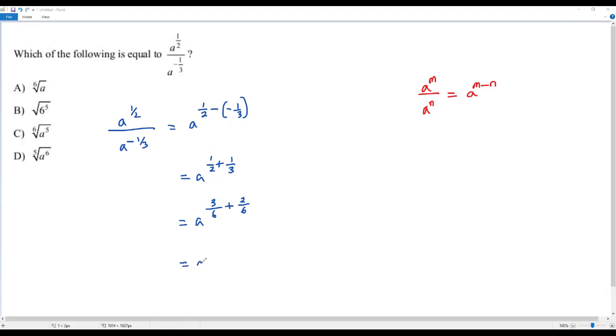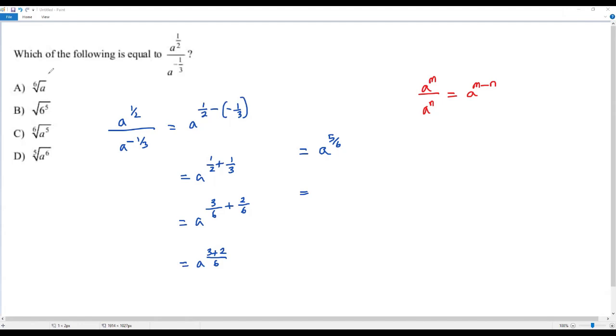Okay, we get a to the power of, here we have addition of two fractions with the same denominator. So now we can take 6 as a common denominator and we add the numerators. That is 3 plus 2. Here 3 plus 2 is 5. That is, the exponent will be 5 over 6.